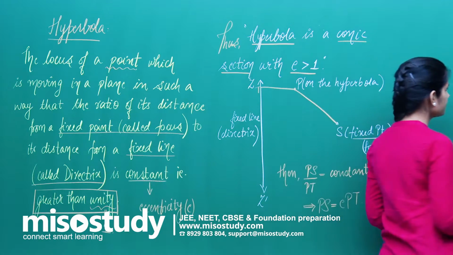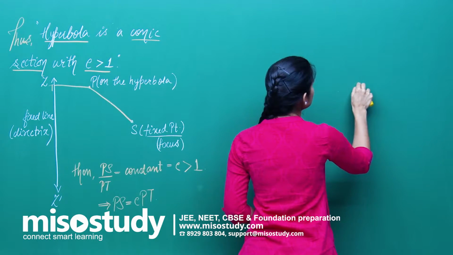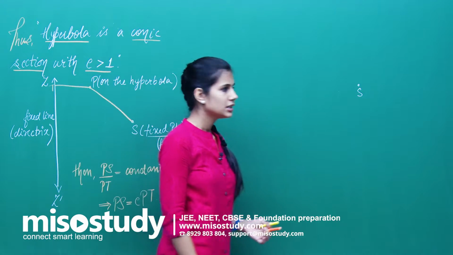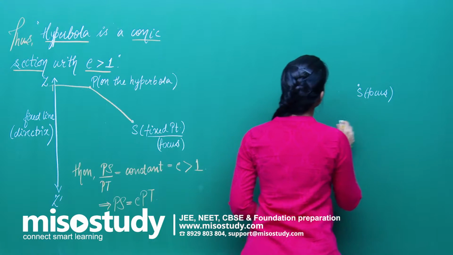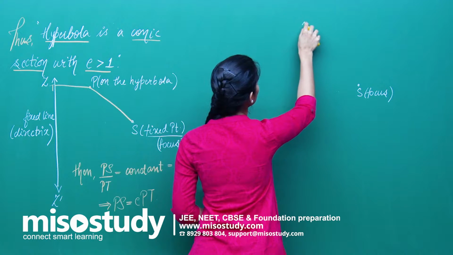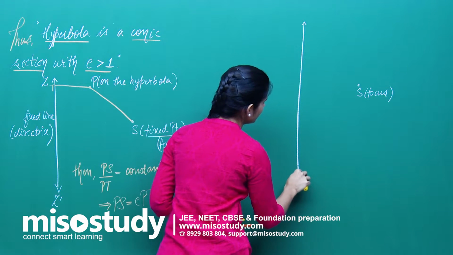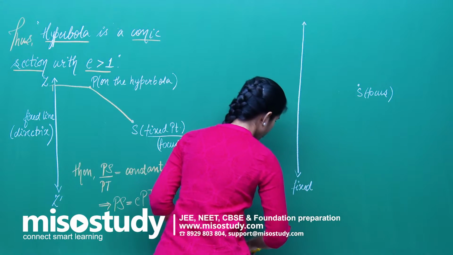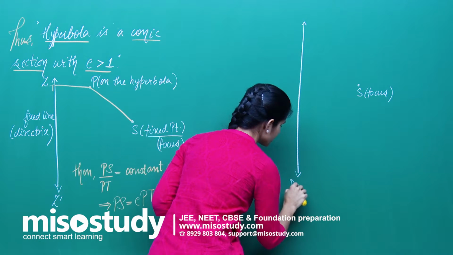Let's see. So basically, suppose this is the fixed point. So this is my focus, and suppose this is the fixed line, or let me write directly now that you've understood the directrix.